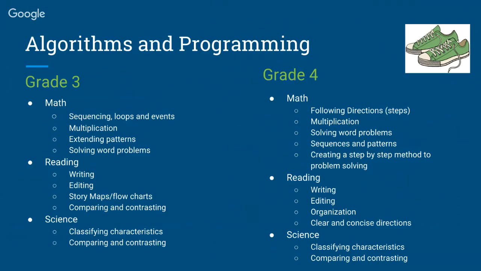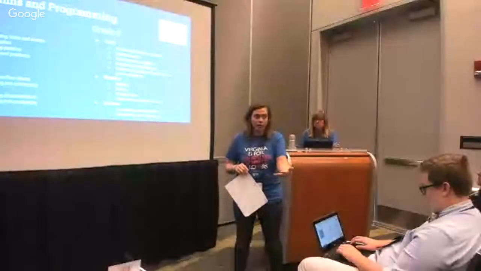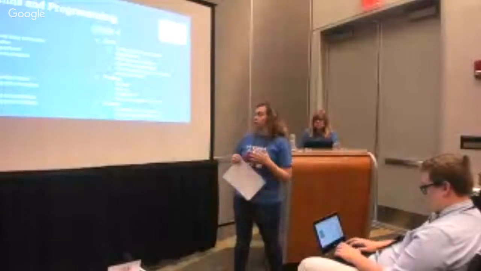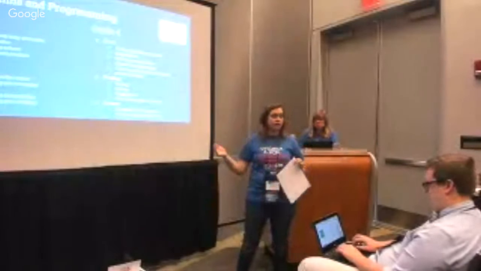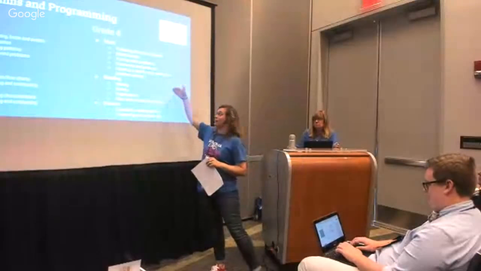With reading, okay, so we think of computer science as math and science-based, but they have to comprehend what they're reading and be able to retell. That's sequencing. Computer science is all about a sequence. So we're sequencing, we're editing, we're giving them story maps, flowcharts, we're comparing and contrasting. We're giving clear and concise directions. It all goes together.